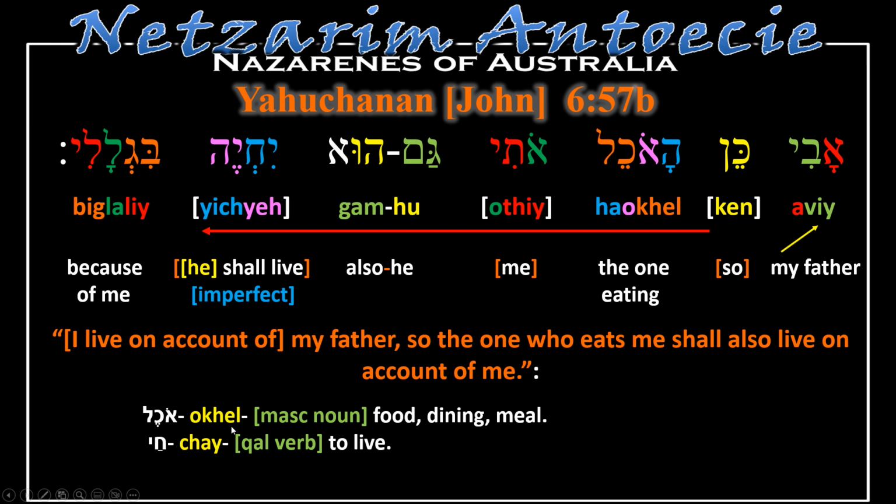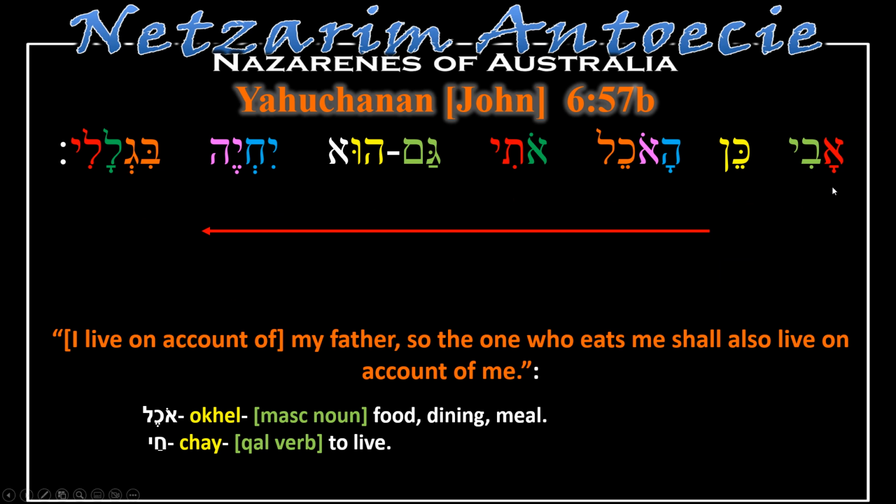And I've given you okel, which is a masculine noun, meaning food, dining or meal. And you see it's a different form than this one. So therefore, that is the form that means food, but this one's different. So that's why I translated the one eating. It's more like a participle form, whereas this one is the masculine noun form. So just slight changes in the vowel marks will give you a different meaning.